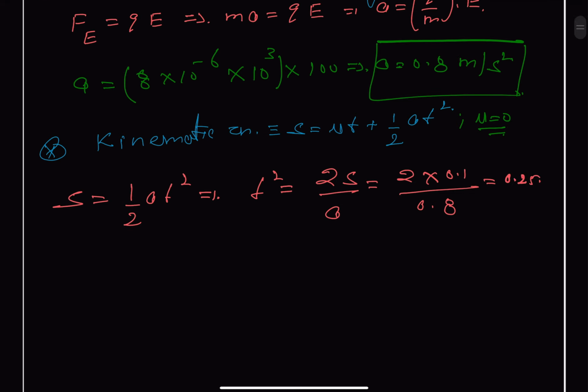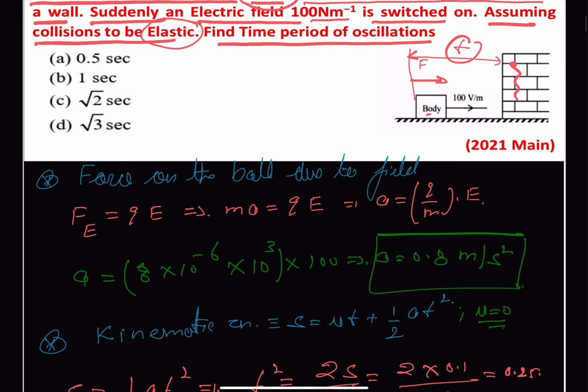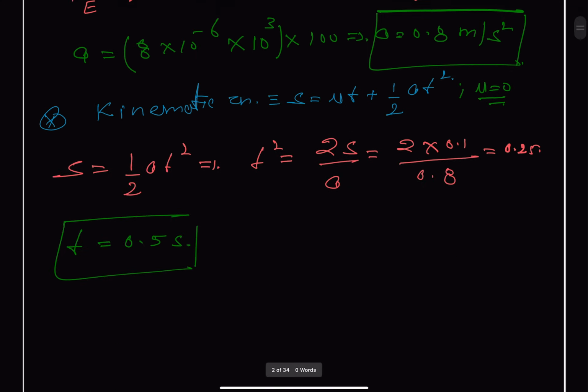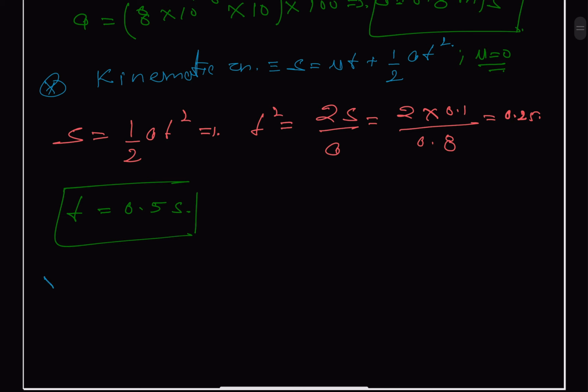Therefore, t will be equal to 0.5 seconds. But this time t is for one direction. We have to find the time period of the oscillation, which means it should be coming back to the starting point, and the collision is perfectly elastic. So the time to return to the original position should be the same as the time taken to reach the wall.